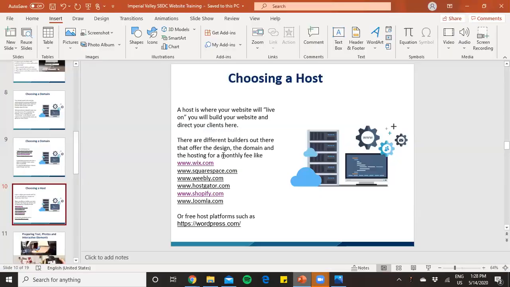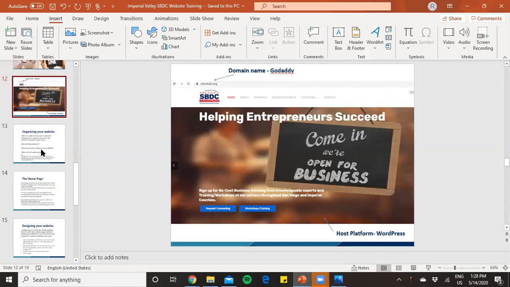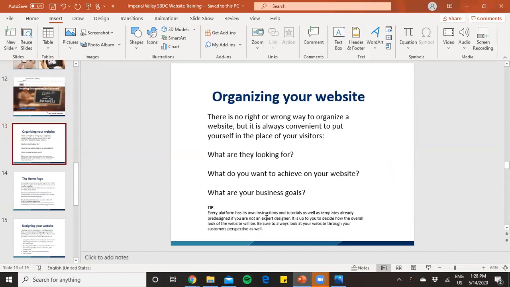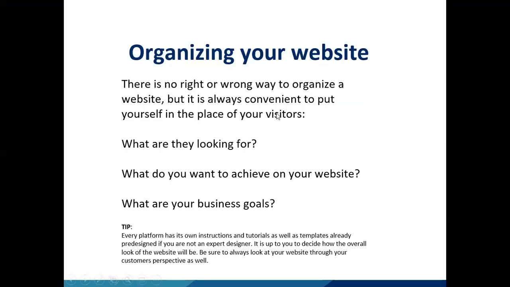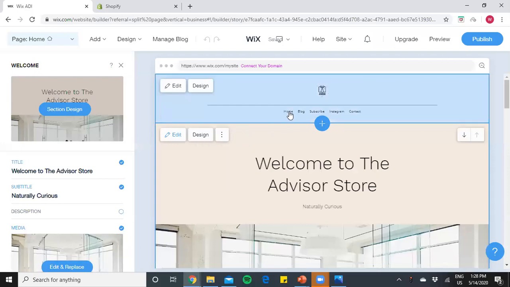We have the design created. I'm going to go ahead and show you part of the presentation again, just so you can have some tips and tricks on how to design it, okay? All right, so the homepage. The homepage is what I just showed you right now. The homepage directs visitors to other pages of your website through the navigation menu, and this could be shown at the top of the page or on the side. In any case, it's a menu that allows visitors to move from one part of the web to the other. Right here: home, blog, subscribe, Instagram, contact.